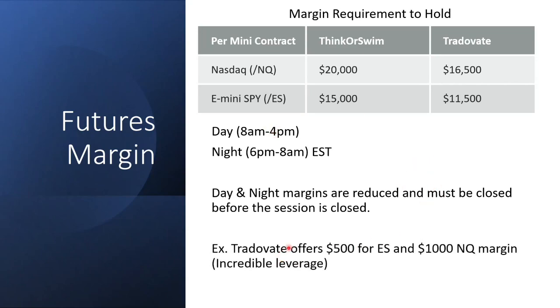So for example, Tradovate offers $500 for ES and $1,000 for NQ day margin, which is very incredible leverage, since with the day margin, $1,000 is more than 16 times less than the initial margin to hold. So you want to understand that when you're day trading, your margin may be reduced, but you have to understand the leverage as well. You have to close them before the session ends if you're utilizing their lower margin requirements.